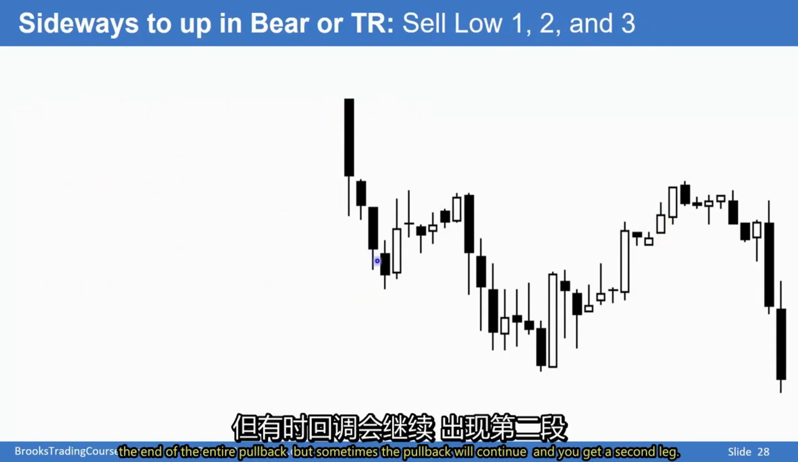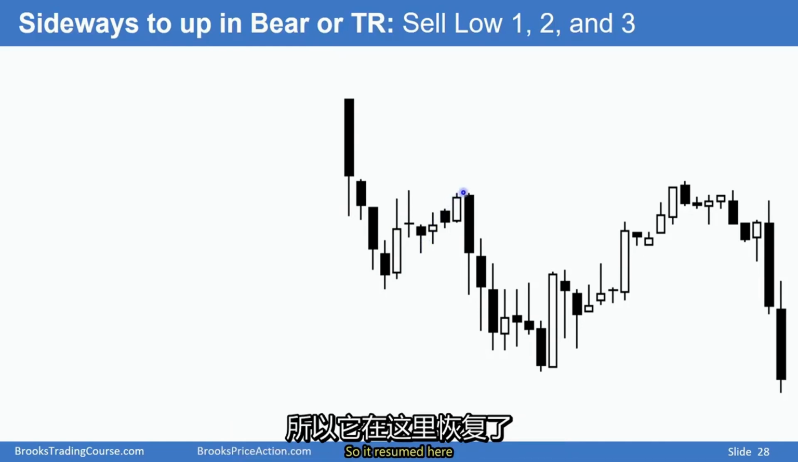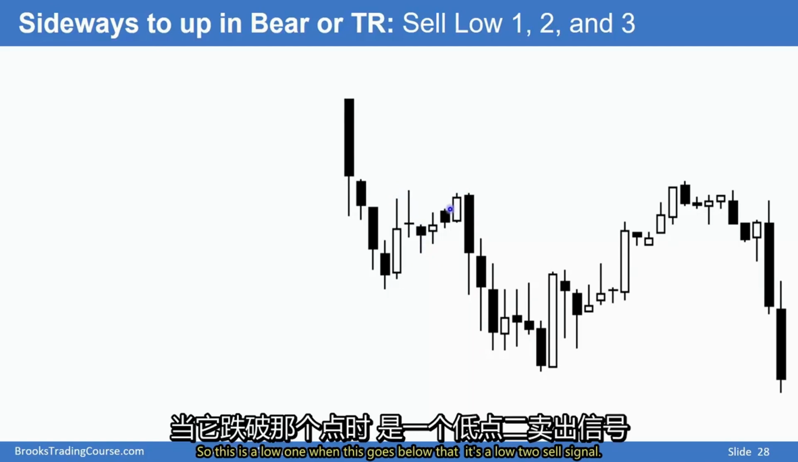Now we got a bear trend, and we have a low 1 sell. That ends the first leg in the pullback. It may be the end of the entire pullback, but sometimes the pullback will continue, and you get a second leg. And I count the number of times that the bear trend resumes. So resumed here, so a low 1, and then when this goes below that, it's a low 2 sell signal.